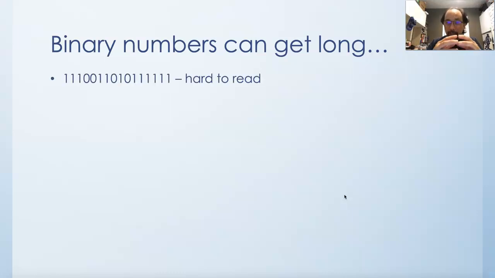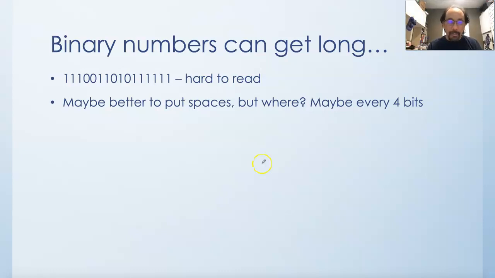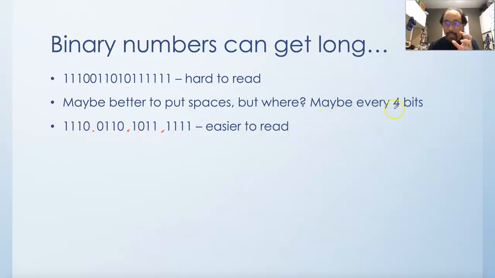Binary numbers can actually get very large very quickly. Even a number like 1500 takes 10 bits to encode into a binary number. If I wanted to read this number up here, it'd be quite hard. And so we have a convention, and that convention is to put spaces in between. But we could also put periods. That's another option for us as a way of making it easier to read.